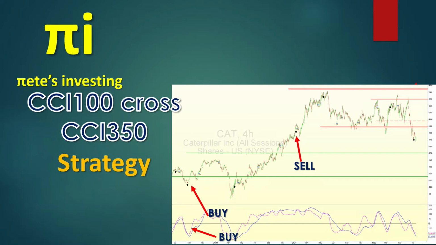In this strategy edition, we'll be talking about another variation of the commodity channel index. That's the CCI100 crossing over the CCI350 moving average strategy, and applying a percentage gain in an average down approach.